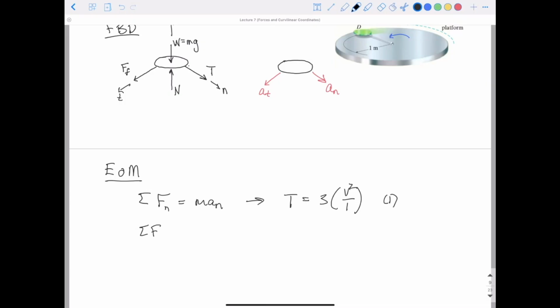Our next equation, let's look at the transverse direction, or tangential direction rather. In the tangential direction, we have our frictional force. In this case, our frictional force is just equal to our coefficient of friction times N_D. So 0.1 times our normal force, N. And this is equal to 3 times our tangential acceleration.